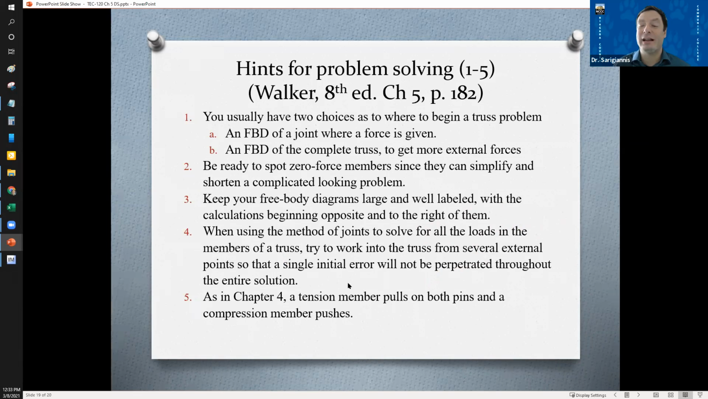So starting at different external points, right, is a way to sort of, this tells you it's not going to propagate an initial error through the entire solution, but you've obviously got to check it, right? You've got to come to the same conclusion from each end and recognize, oh yeah, this force should be this. Why did I get this different answer over there?